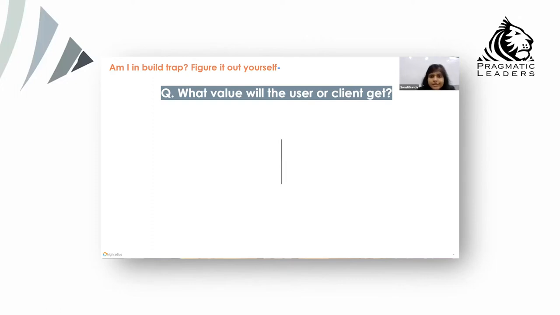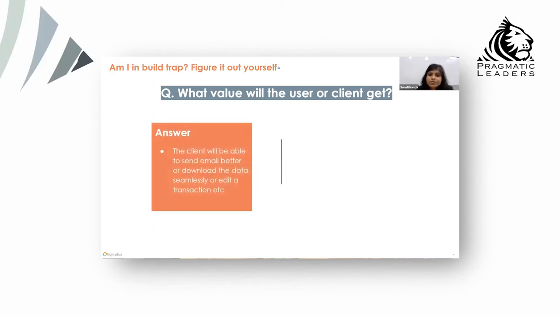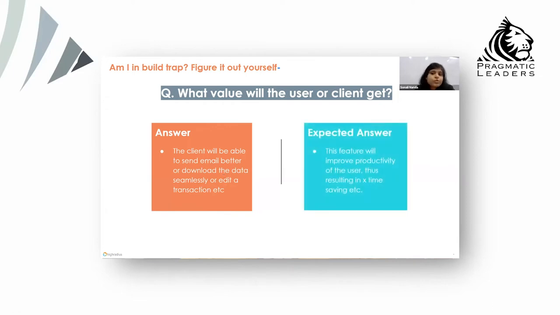What value will the user or client get? If your answer is, well, the client will be able to send email better because I have built a great email utility tool, or they'll be able to download the data seamlessly and store it anywhere they want, or they can edit a transaction, like if they're booking a ticket and want to edit it, then you're talking about features and functionalities, but you're not talking about value. So what is value? Value would be, this will improve the productivity of my user by so and so percentage, giving them time saving, as an example. So that is value. What value will the user or client get is something very important for you to think about.